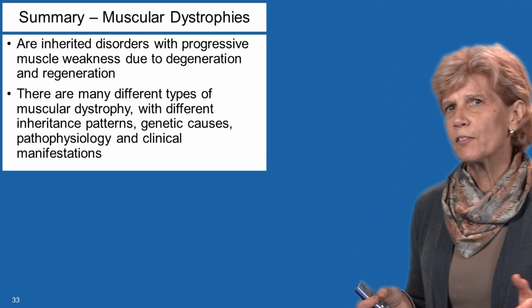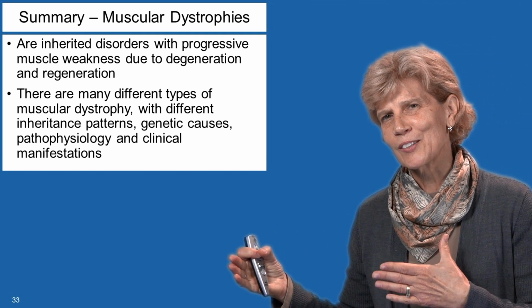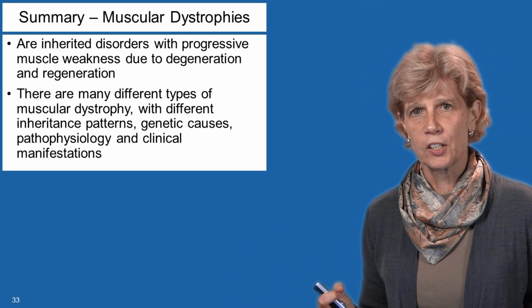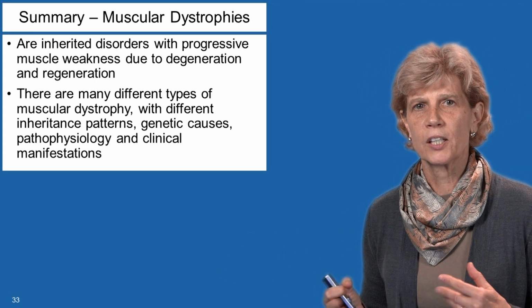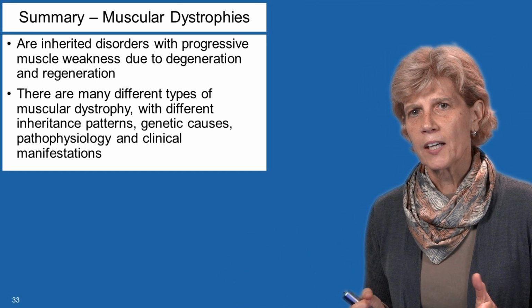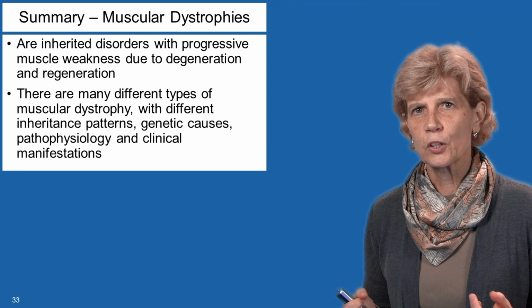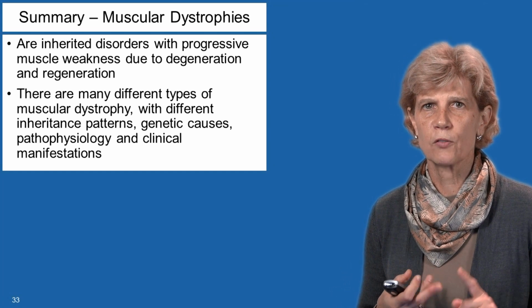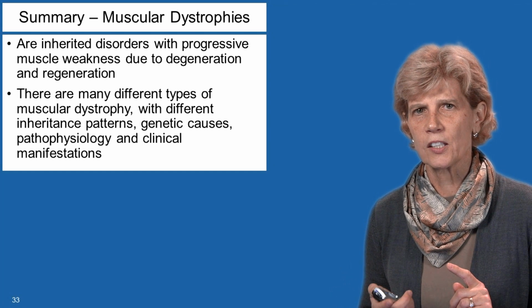So in the first half of this mini lecture series, I talked about the muscular dystrophies, which are inherited disorders with progressive muscle weakness due to degeneration and regeneration. I talked about the fact that there are lots of different kinds of muscular dystrophies with very different inheritance patterns, genetic causes, pathophysiology, and clinical manifestations.